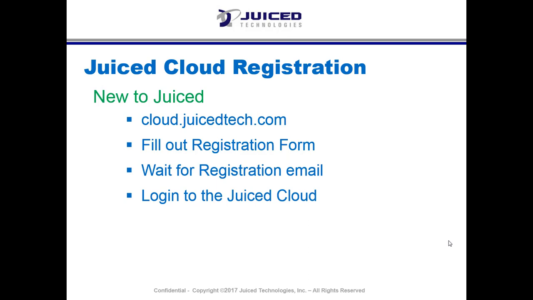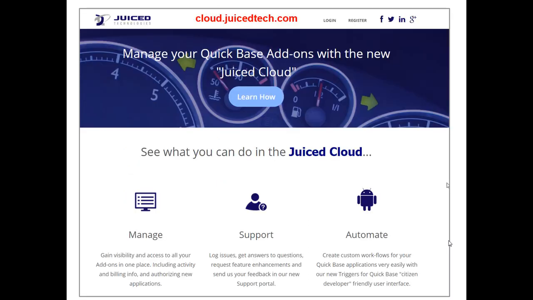So with registering in the cloud, there are a few options. If you're a new customer to Juiced, meaning you haven't dealt with us before, you haven't had any add-ons with us, your process is a little simpler. So you'll just go to cloud.juicetech.com. You'll fill out the registration form on that page. You'll wait for an email that will come from our process that will basically let you continue with the registration. And once you're registered, you'll be able to log into the Juiced cloud.